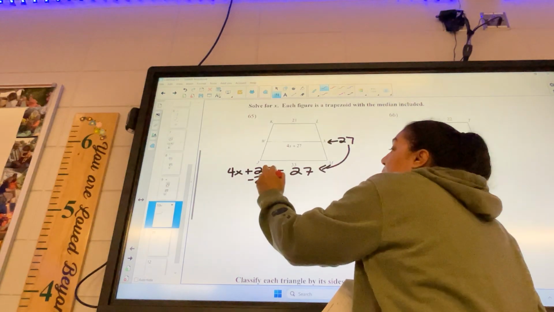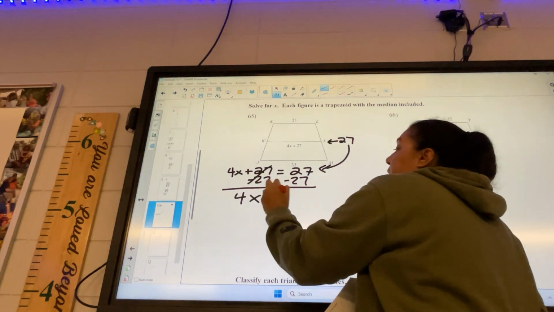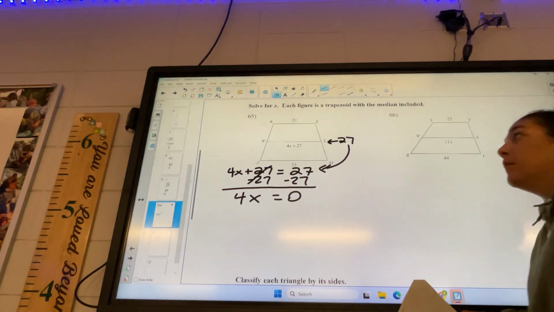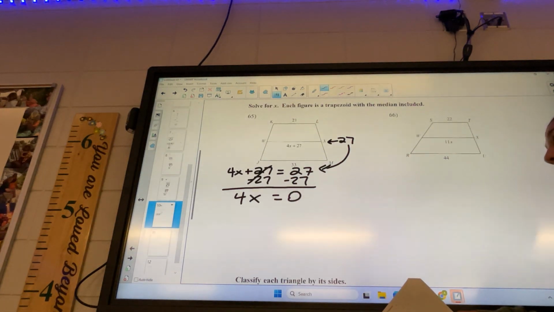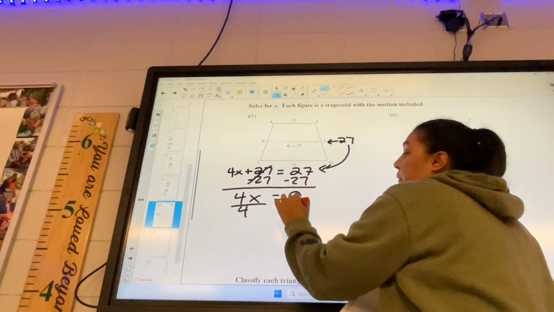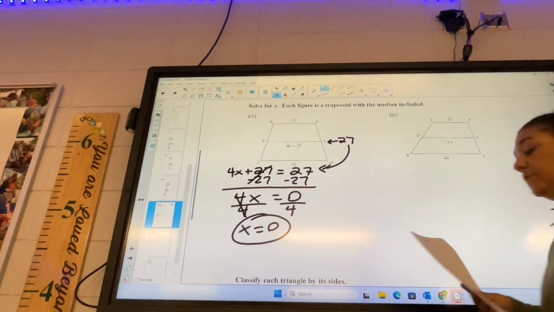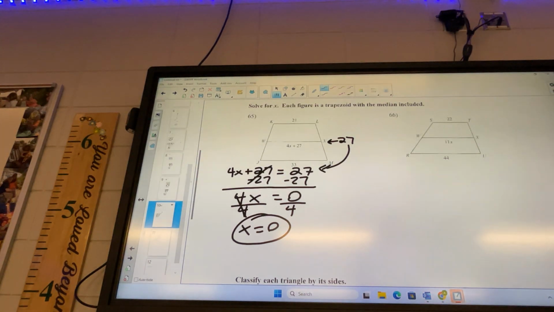Minus 27 from both sides. So I get 4x equals 0. Then what? Divide by 4. So we get x equals 0. Okay, the rest are easy peasy fast.